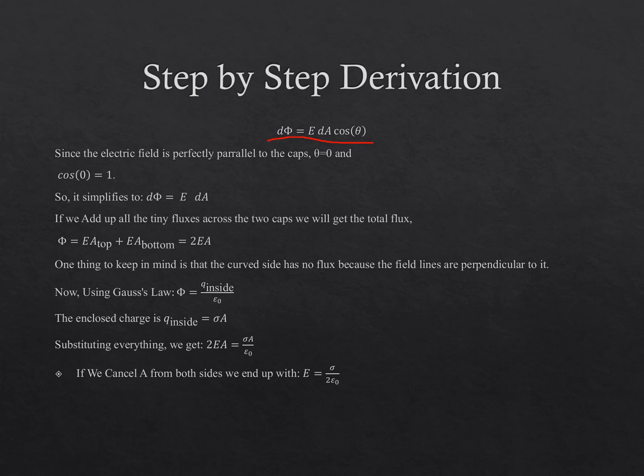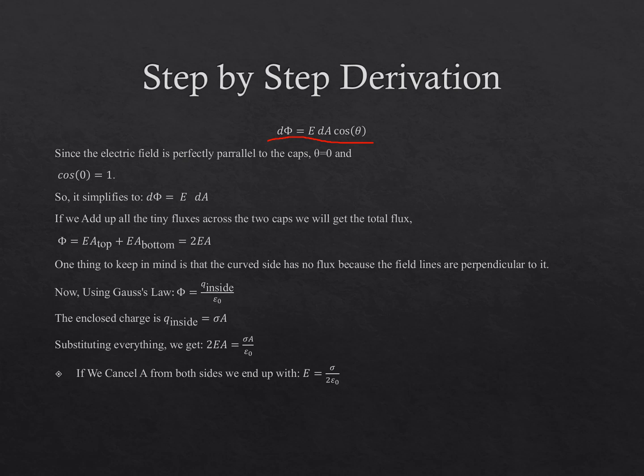Also, if we think about the curved surface, we know that the electric field is parallel to the curved surface. That means theta will be 90 degrees and cos theta will be 0. So if we put cos theta into the formula, we get the total flux equal to 0. So we won't be considering that.